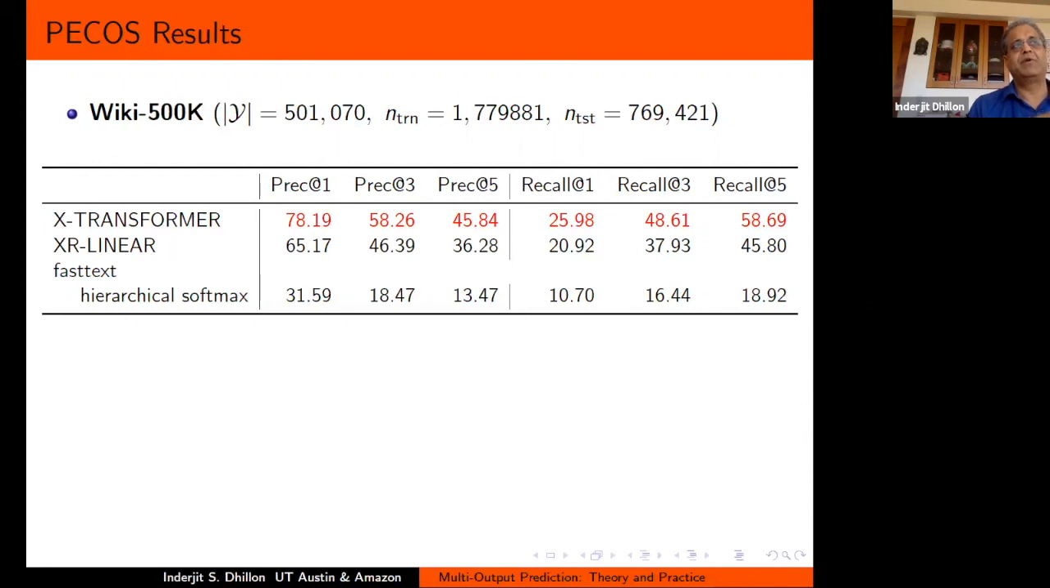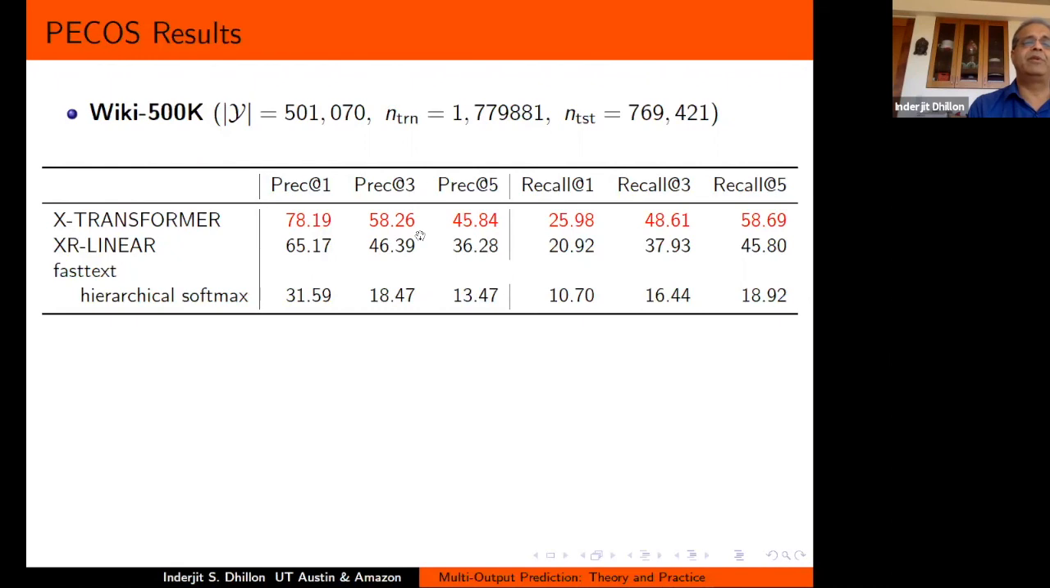So one thing I should note is that within XR-Linear, there are various choices for the representation, for how we do the indexing, and finally what we do for matching. And one instantiation of that is actually the Parabel algorithm by Manik Verma and colleagues. And so XR-Linear's performance out here is very similar to Parabel's performance.